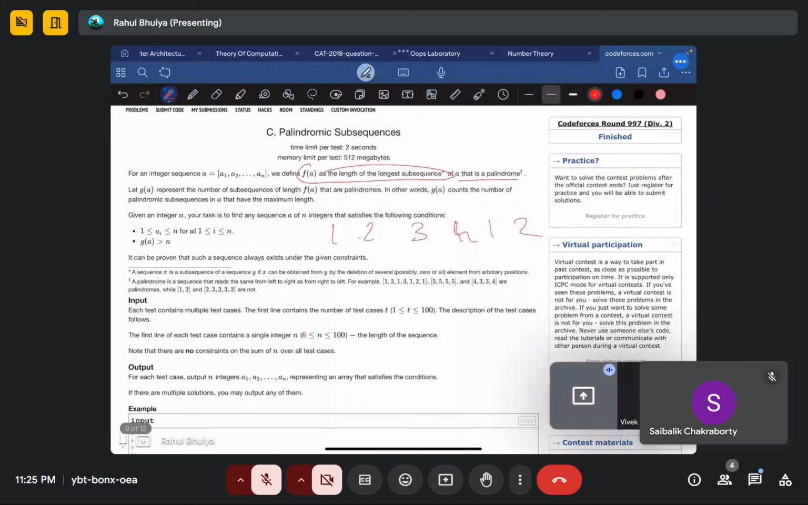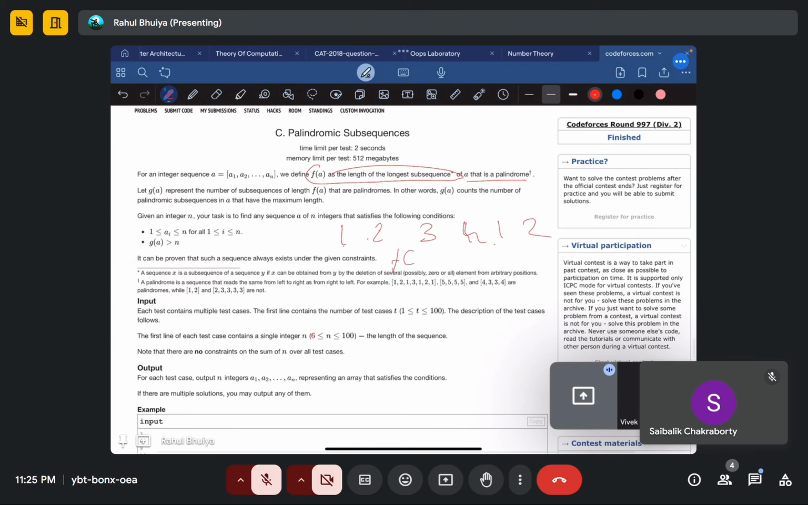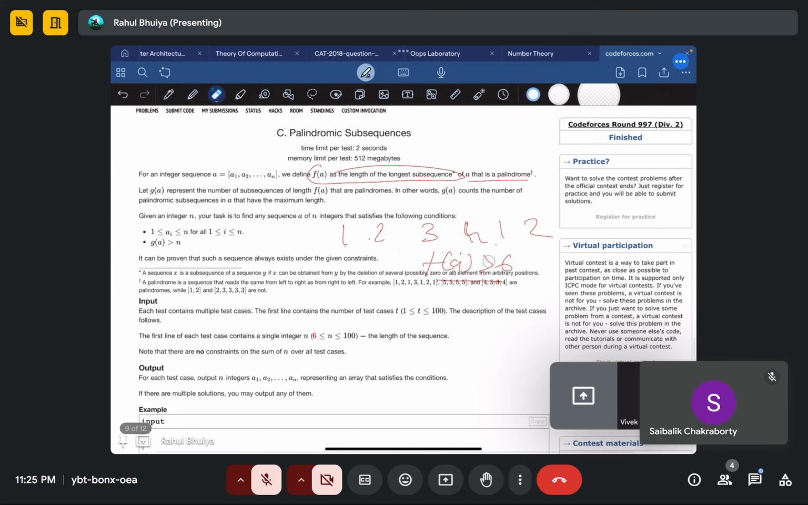So the maximum length will be 1, 2, 1 or something like 1, 3, 1. If a palindromic sequence of length 3 is possible, we will use that only, and we will not consider all the other palindromes. The condition given is that the values should be greater than n. Since there are 6 elements, the value should be greater than 6. So we have to create a sequence which satisfies all these properties.